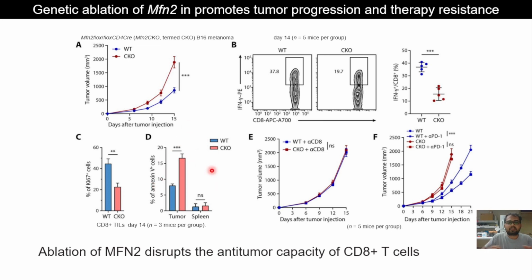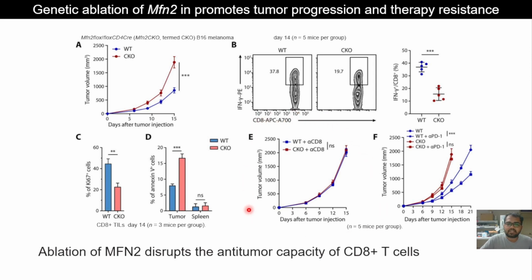So basically, when CD8 T cells, especially tumor infiltrating CD8 T cells, are activated and become exhausted, they will die. Here we can see annexin 5, which is a marker for apoptosis, and they are showing that more annexin 5 positive CD8 T cells are there, which means more CD8 T cells are dying.